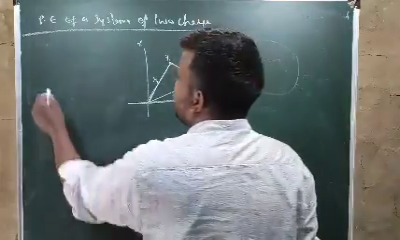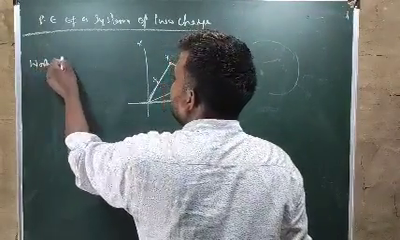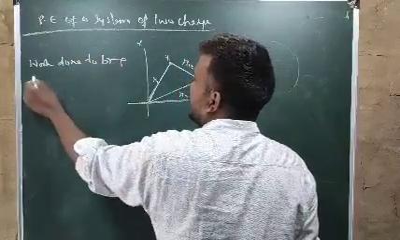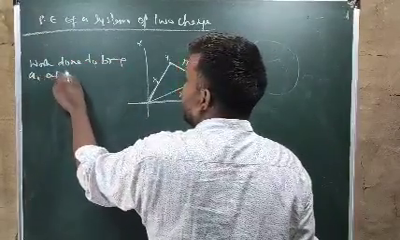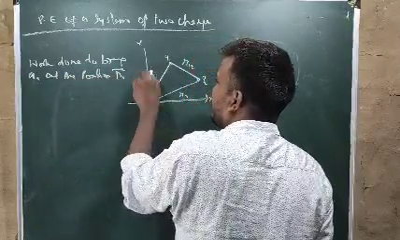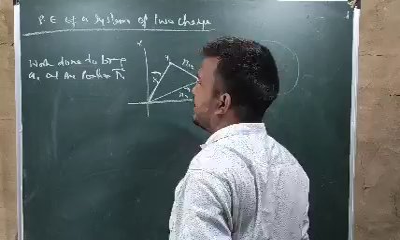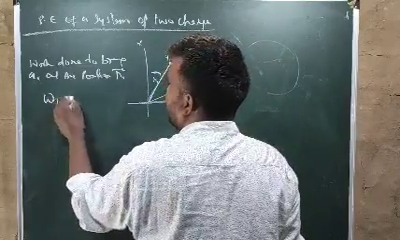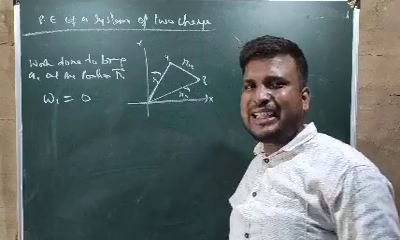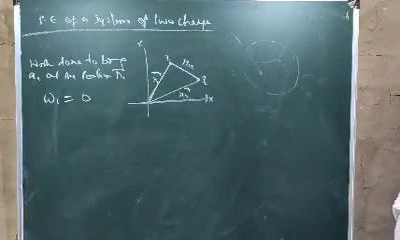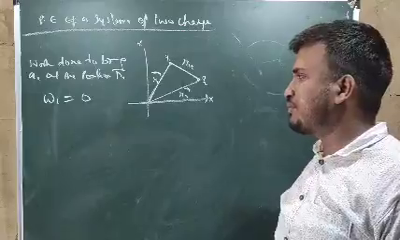So work done to bring Q1 at the position r1 vector. What is the work done? Work done will be equal to 0, because you can very easily bring it. No external opposition is there, so that is why work done will be equal to 0.